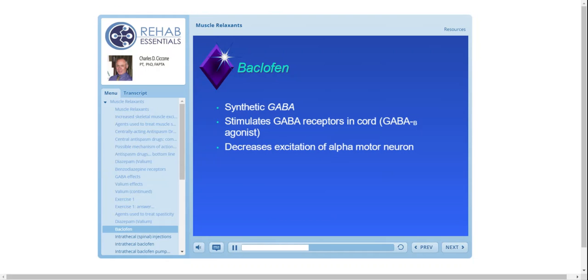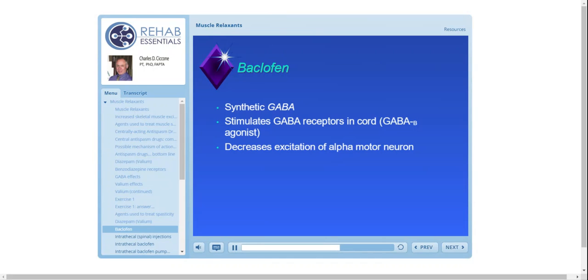That's what we're trying to do, as compared to a higher effect in the brain, which is going to lead to more sedation. Still, we're going to have an effect on the alpha motor neuron regardless of where you're inhibiting the central nervous system. But if we can have more of an effect on the cord, that's going to give us more of this ability to decrease excitation of the alpha motor neuron, which will cause relaxation.